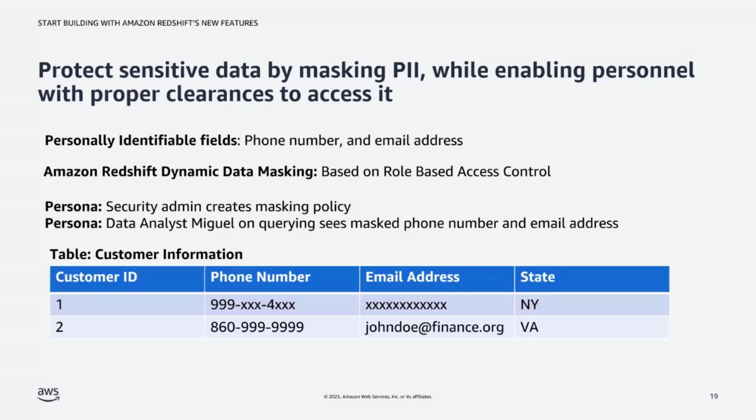For this feature, we will use Amazon Redshift dynamic data masking, which is based on role-based access control for fine-grained security. Security admin is a persona who creates the masking policy, attaches the masking policy to tables for specific columns, and then also attaches those masking policies to specific roles. So in this example, we'll attach a masking policy to completely mask email address and redact phone number. These masking policies can be customized.